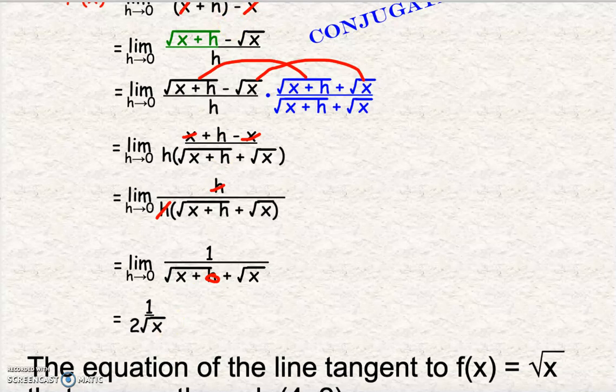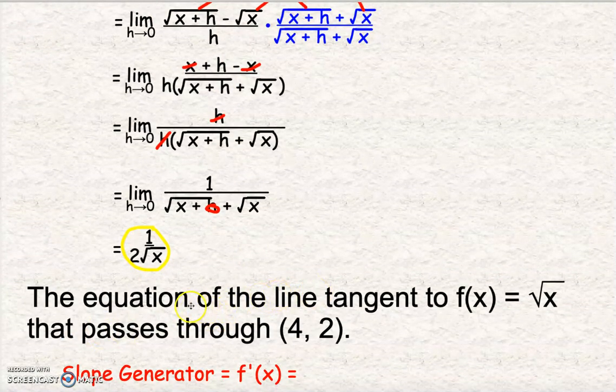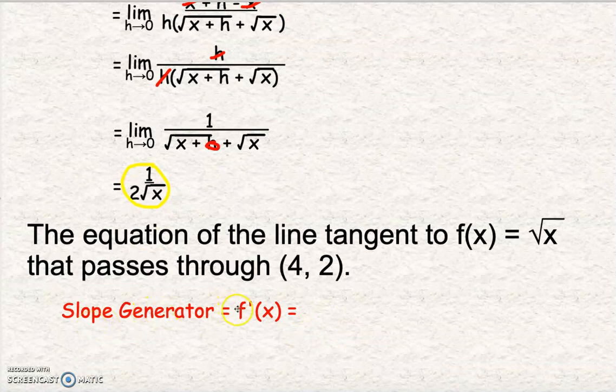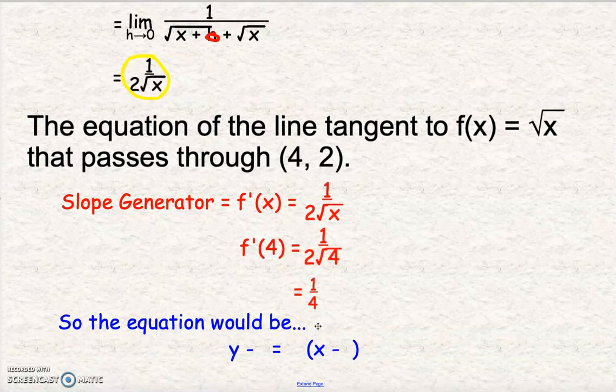This thing right here, this is my slope generator. That was a bad color. This is my slope generator right there. Now, I went ahead and rewrote what the problem was. We want the equation of the line tangent to this curve that passes through the point (4, 2). So now that I have my slope generator, my f prime of x, my derivative, that's 1 over 2 radical x. I can evaluate that when x is 4. So when x is 4, this becomes 1 over 2 times the square root of 4, which I think is 1/4.